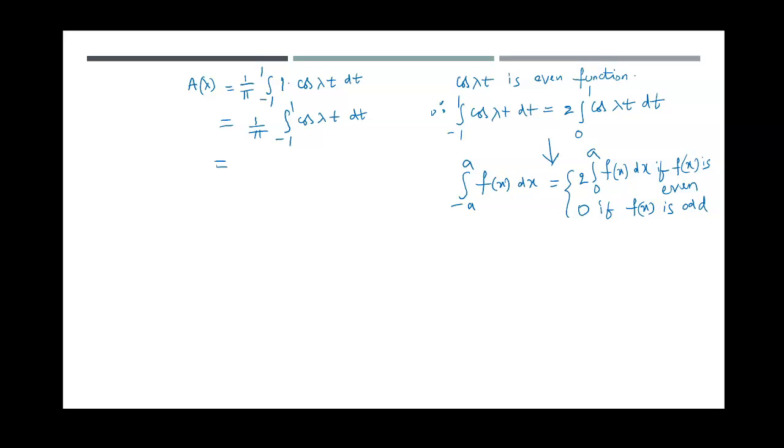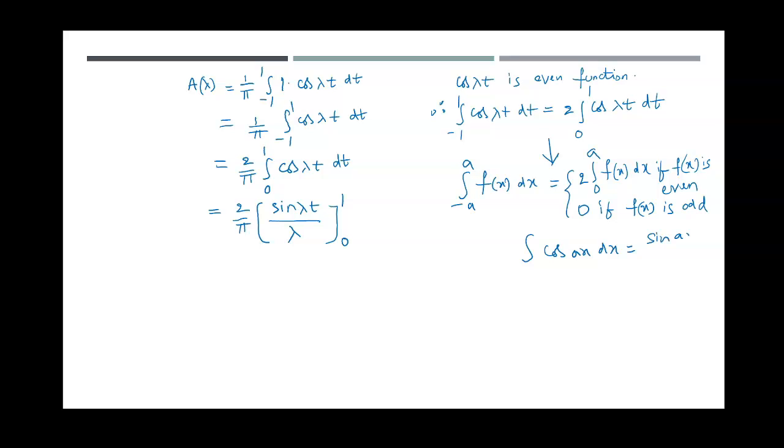So here this becomes 2 by pi integral 0 to 1 cos lambda t dt. That is equal to 2 by pi, here integral cos x dx equals sin x. So here we get sin lambda t upon lambda under the limit 0 to 1. Here you can write this as integral cos ax dx, which is equal to sin ax upon a. So here we have used this integration formula.